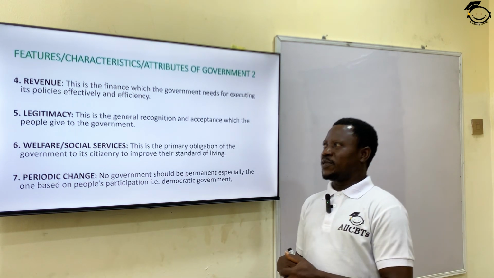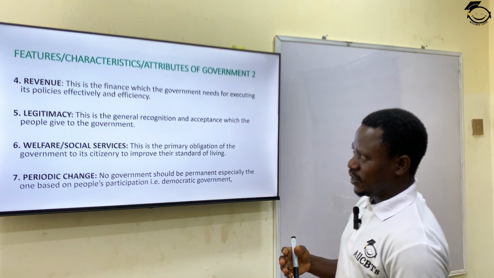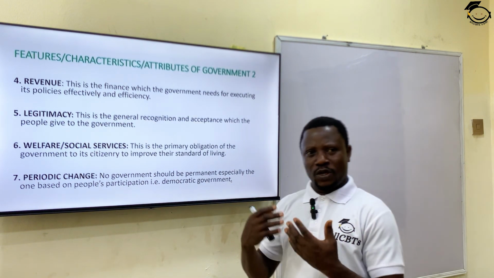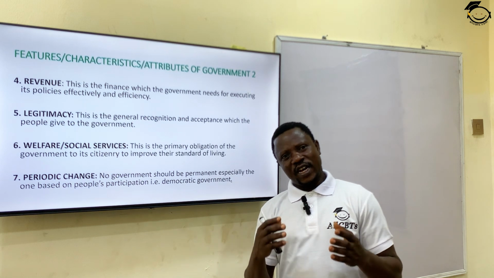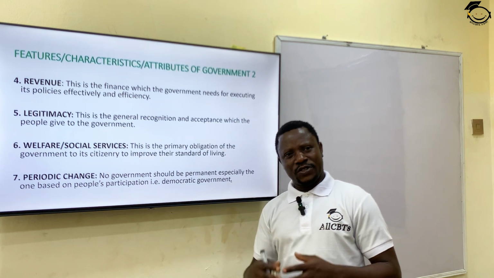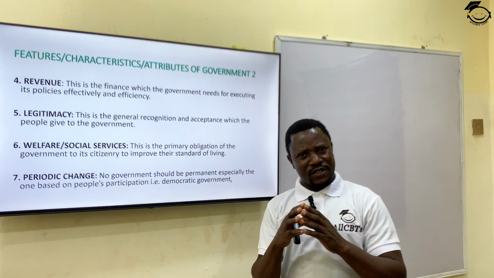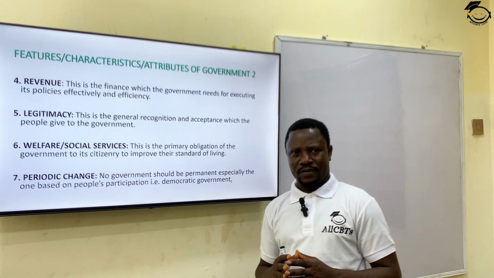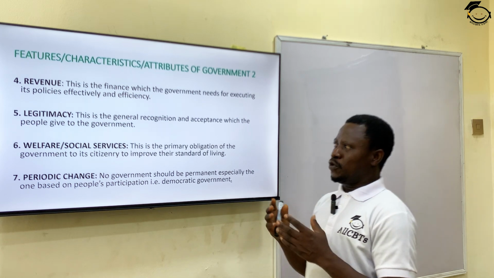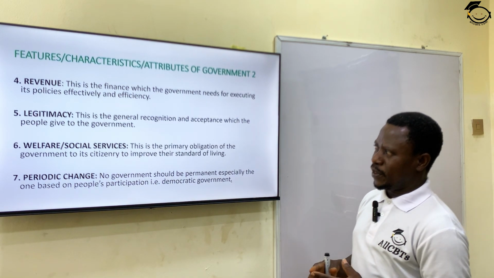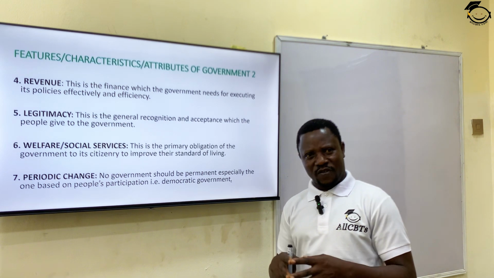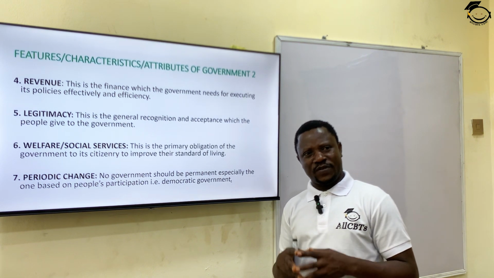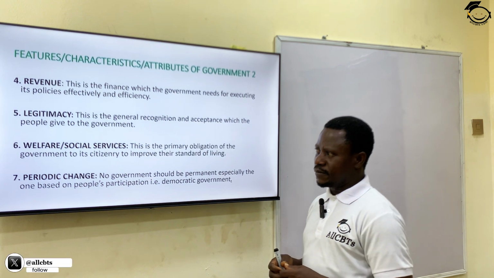The next one is legitimacy. When we talk about legitimacy, we are talking about the acceptance, the general recognition that the people give to the government. Any government that wants to succeed must seek the legitimacy of the people. And basically, this comes through what? Election. Okay? So when the people give all their support and acceptance and recognition to the government, such government, at the end of the day, is likely going to be a successful government.